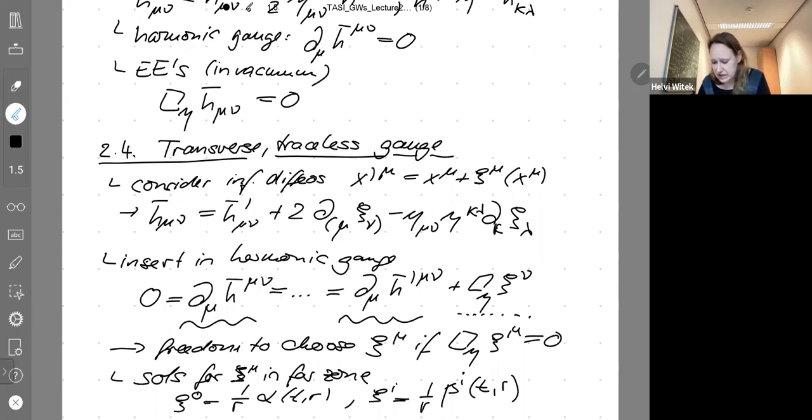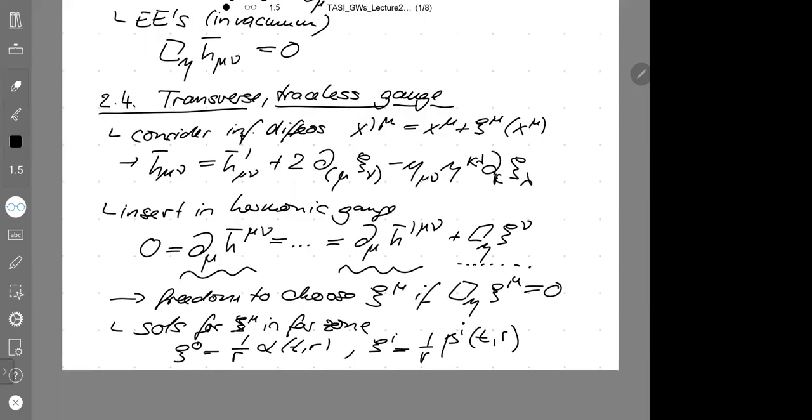And if we do that, we will actually see that only the spatial components of our perturbation contribute, and that we can further reduce the number of independent components in our perturbation. So let me just write that down a little more carefully, what I just said in words. And for that, I will go to the next slide.